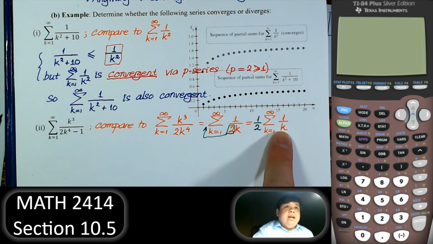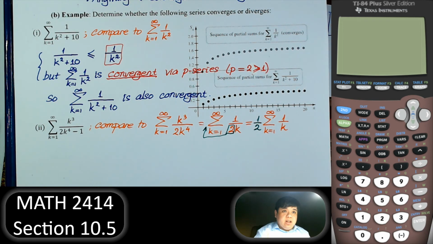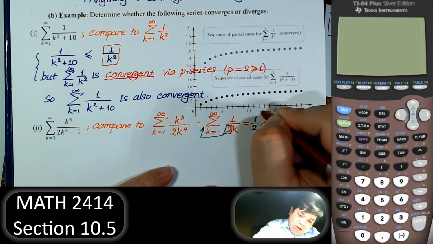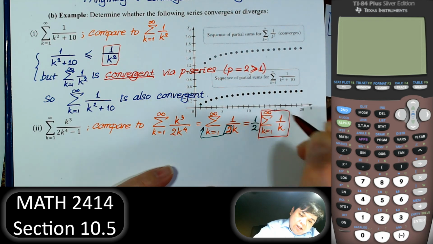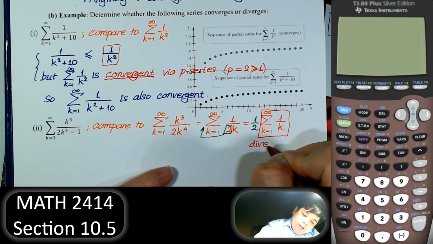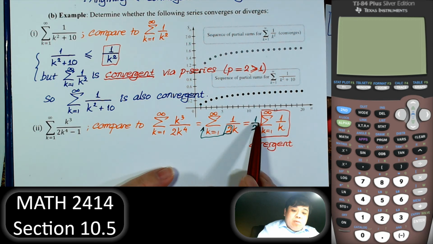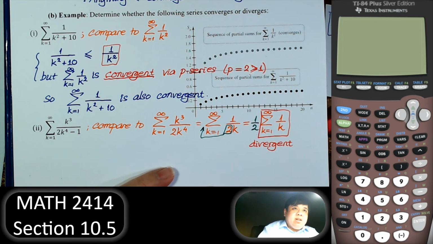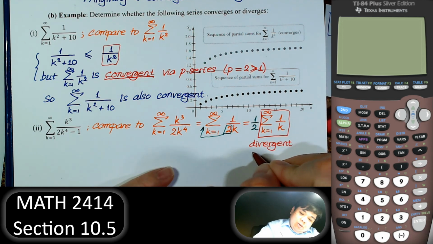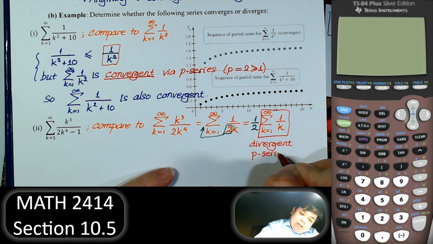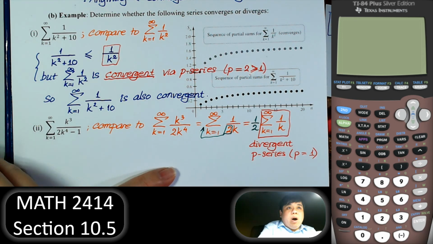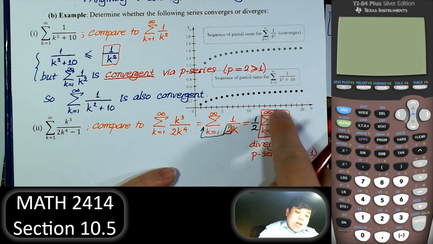And this series is divergent because of the p-series with p equal to 1, or because it is a harmonic series. It is divergent either way. So we have this one divergent. If it is divergent, multiplied by a constant is still divergent. We say p-series, p equal to 1. So anything less than or equal to 1 is divergent. So we know the whole thing is divergent.